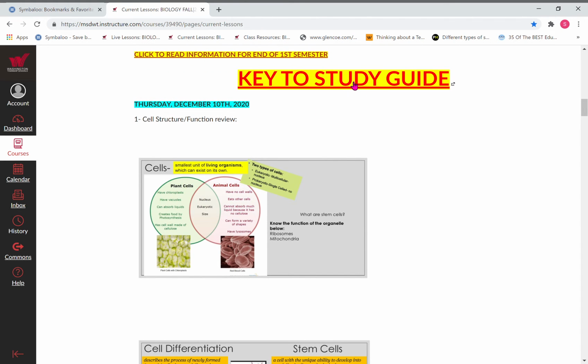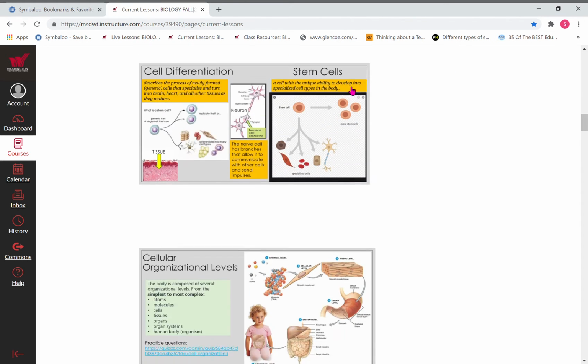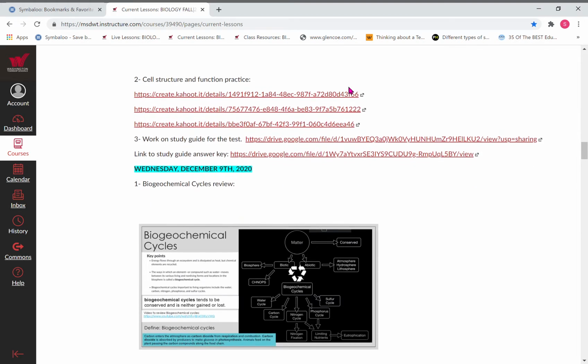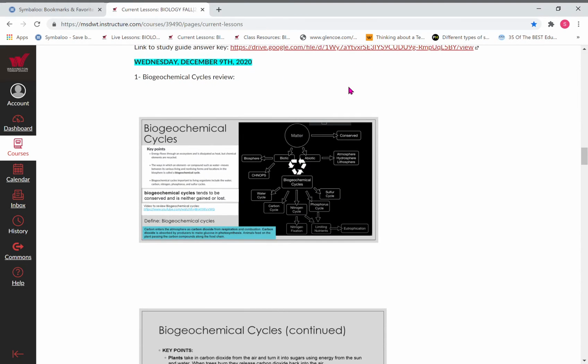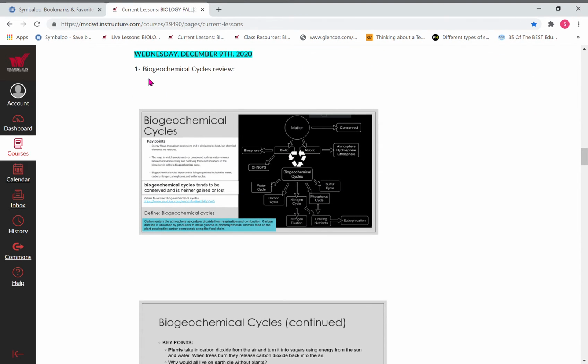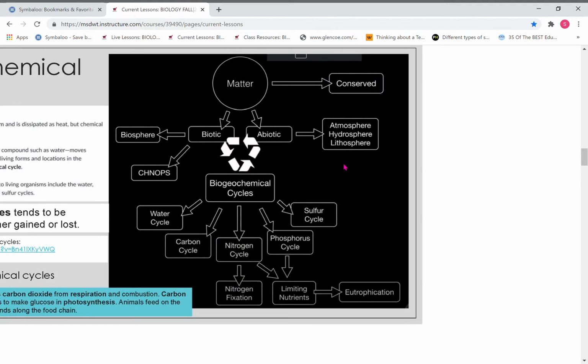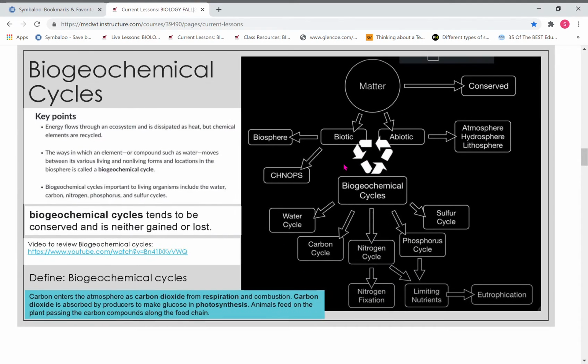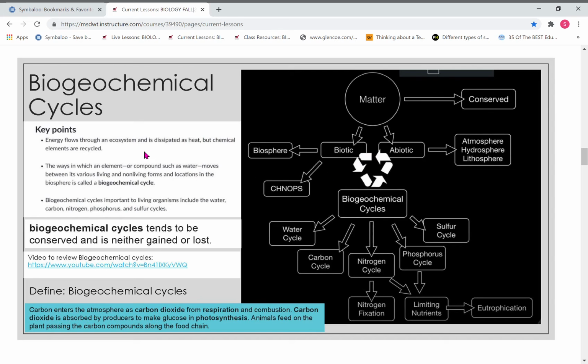Here is the key to the study guide. I'm going to go down a little bit because I have already taught these things. Since this is later in the week, I'm recording this. We're going to talk about biogeochemical cycles. We don't have a lot of slides to cover, but this is the most complex material we've covered this semester. So make sure that you know this in order to answer the questions.